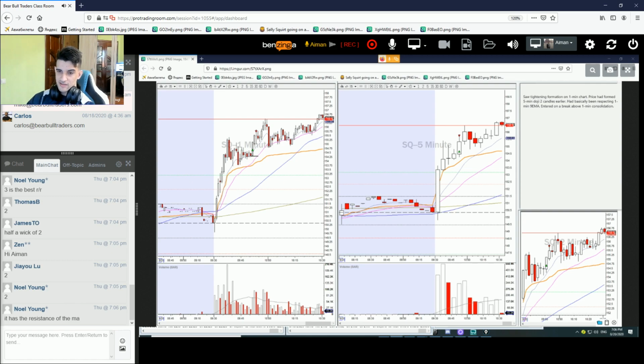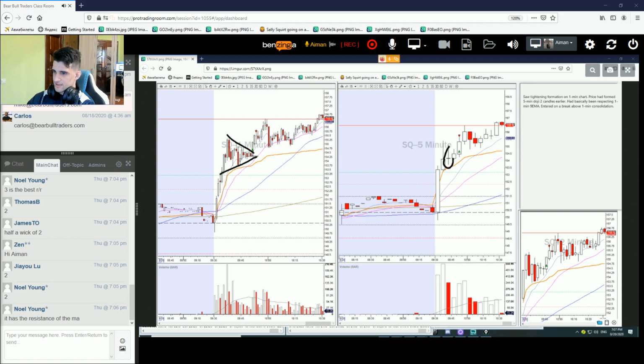Zoom, this was perfect. I love this. This was actually amazing. This is an ABCD pattern and we'll go to it. So a tightening formation on the 1 minute chart. You see that it's getting tighter and tighter and tighter in the price action. It formed a 5 minute doji.